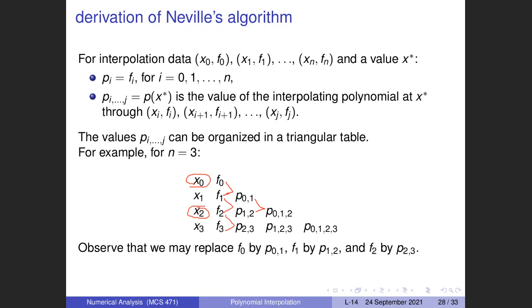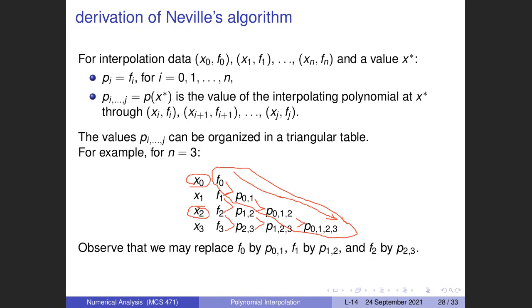So we continue doing that. And what you see in the end, so there is a benefit to it. We interpolate at an increasing number of points. So first we only consider the first 2 points, then the first 3 points, and then all 4 points.